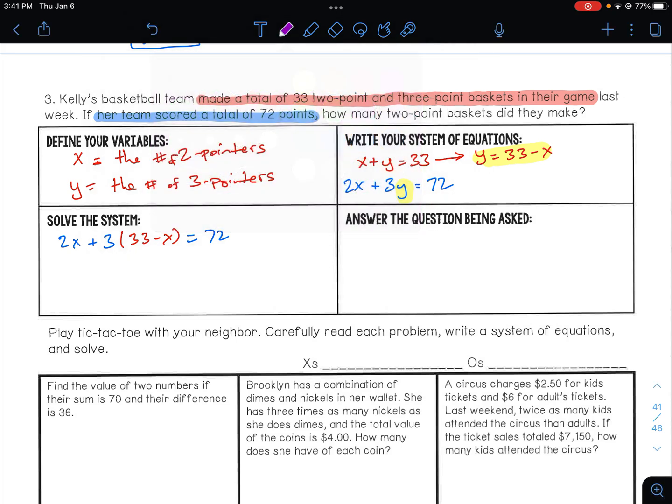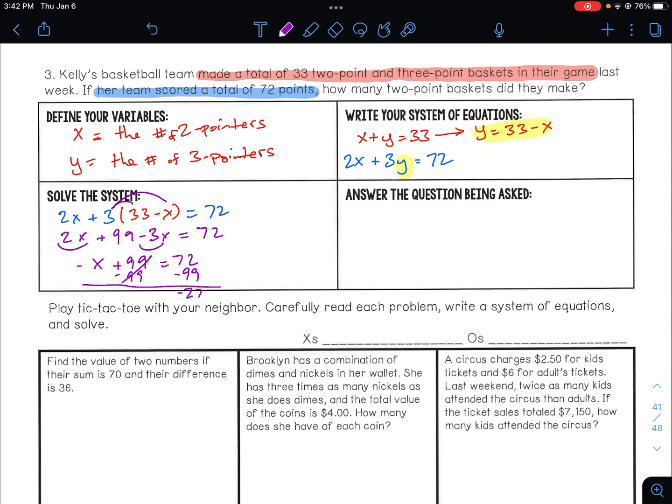All right, I'm going to use purple. Distribution: 33 times 3 is 99. 3 times negative X is negative 3X. Let's write everything else down. 2X plus 99 equals 72. Combine my like terms: 2X minus 3X is negative 1X, or negative X, plus 99 equals 72. Subtract 99 from both sides. 72 minus 99 gets me negative 27. So negative X equals negative 27. If I divide both sides by negative 1, they both turn positive, so X equals 27.